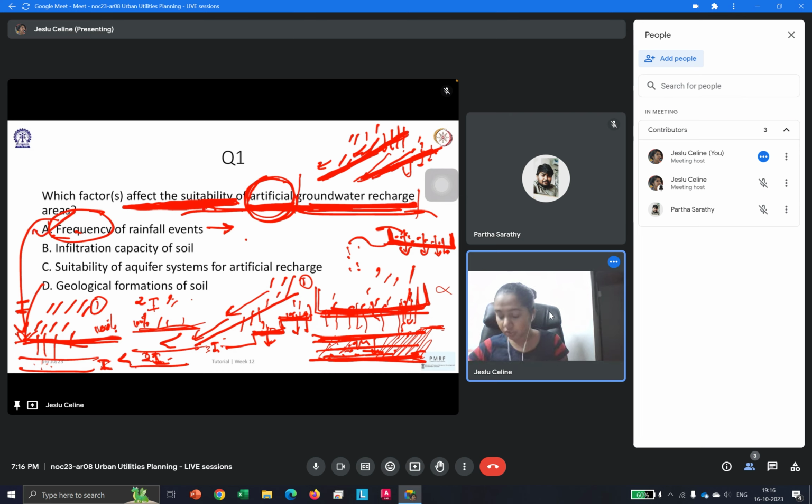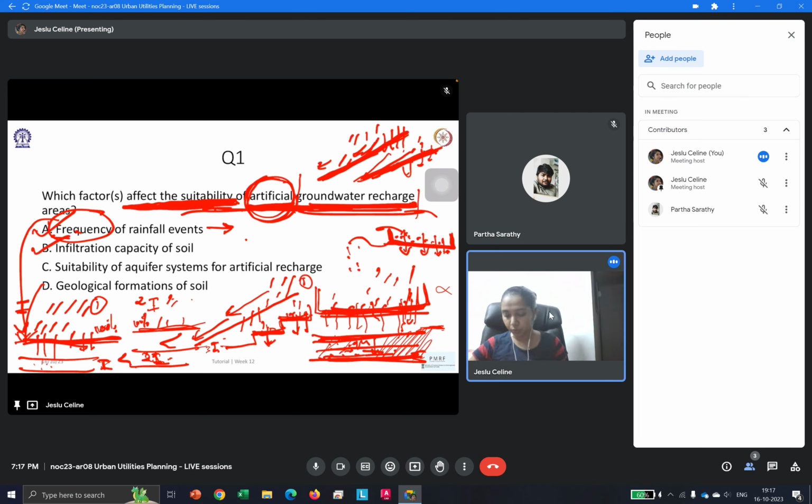Let's go to the next option, B, infiltration capacity of the soil. Does it affect or not? Yes, ma'am. Yes, because that's what we were discussing: infiltration and percolation rate are essentially the same. So it will influence the suitability of artificial groundwater recharge.